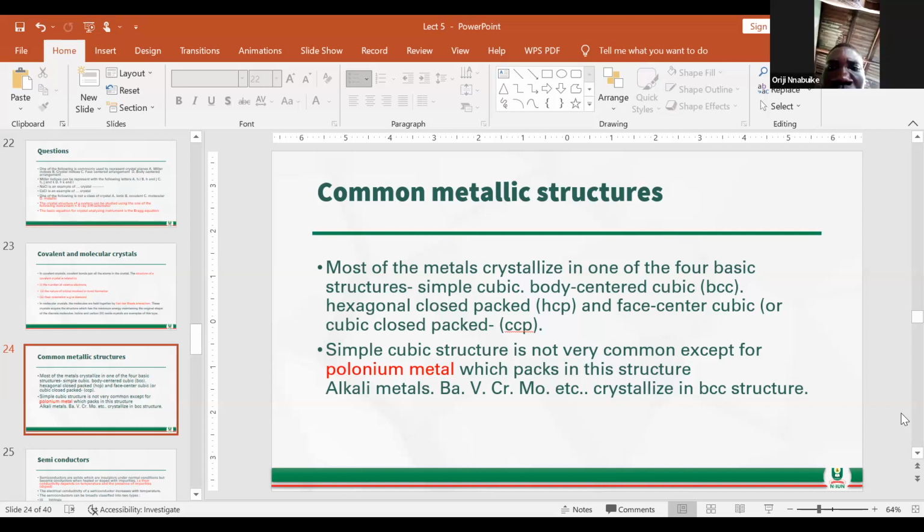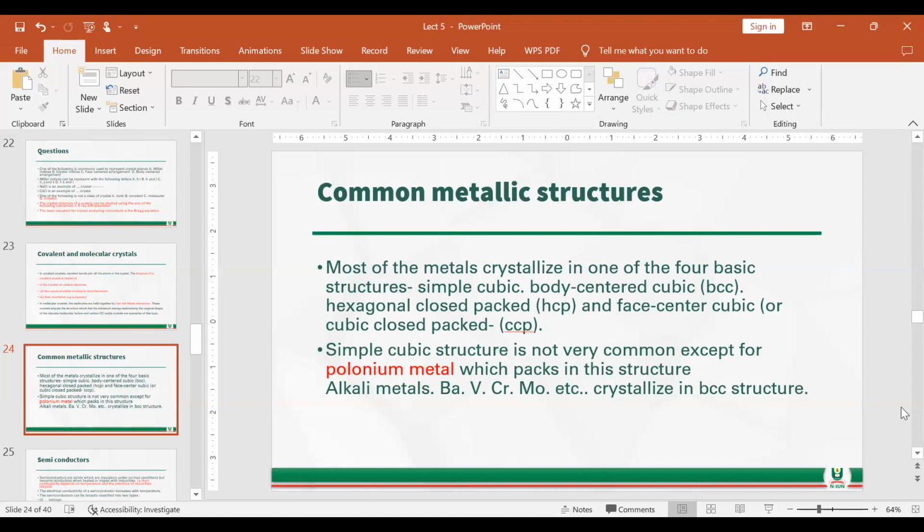We can have simple cubic for some metals, body centered cubic, hexagonal close pack. Simple cubic structure is not very common except for polonium metal, which is packed in this structure. Alkaline metals also have a crystal, barium also, vanadium also, chromium has that, molybdenum has that, and a few other ones.